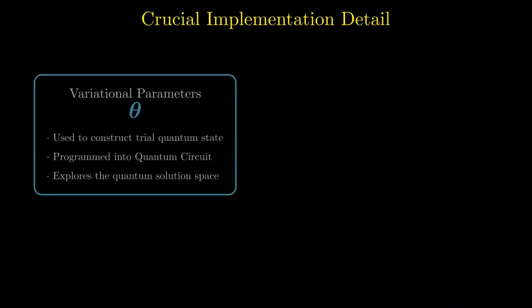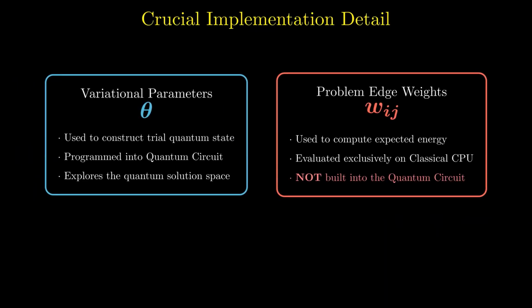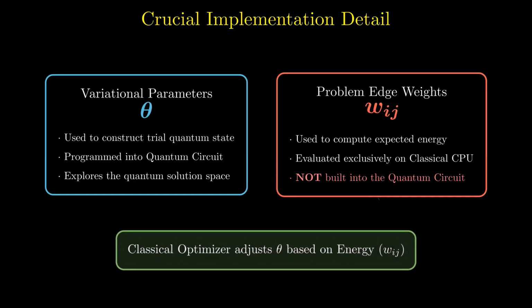That's true hybrid computing. The edge weights W_ij from our max-cut problem are not incorporated into the variational parameters theta. Instead, theta is used to construct the trial quantum state within the quantum circuit. The weights W_ij are used to compute the expected energy value on a classical computer. The classical optimization routine uses this energy to iteratively adjust theta. This separation is crucial. The quantum computer explores the quantum states while the classical computer handles the problem-specific weights and optimization logic.